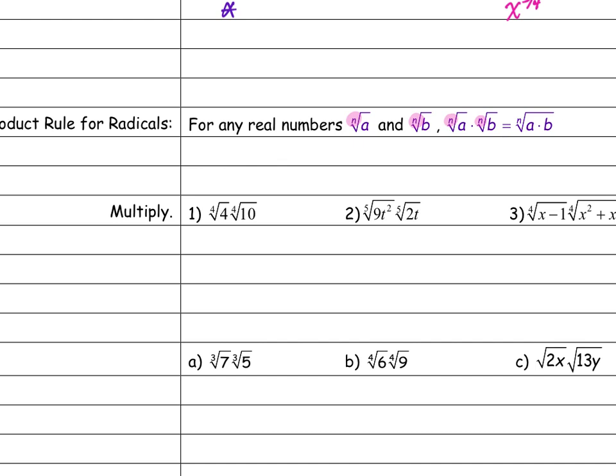So for the first one, it's pretty easy. I've got the same root, a fourth root and a fourth root, which means I can rewrite this as the fourth root of 4 times 10, which is the fourth root of 40. And I can't simplify that because there's not 4 of the same number that multiplied together equal 40.